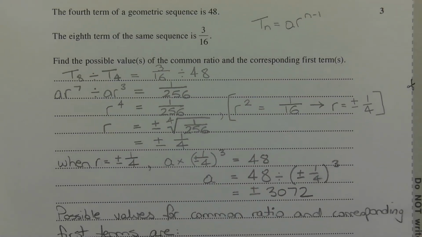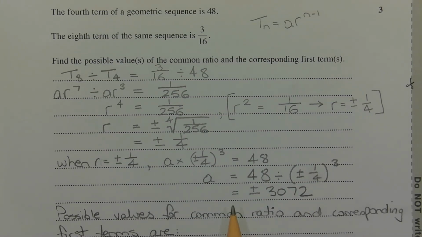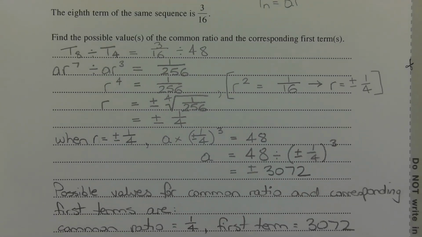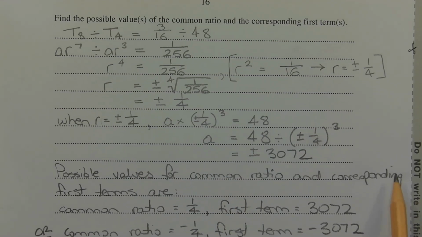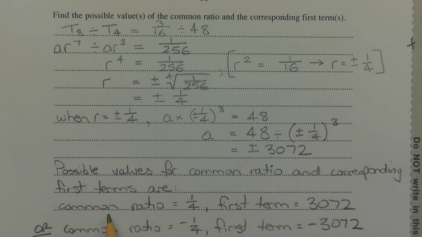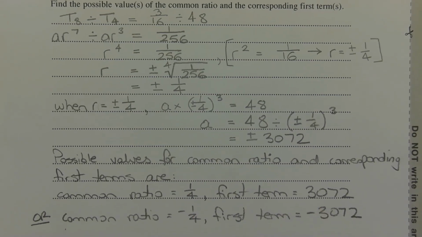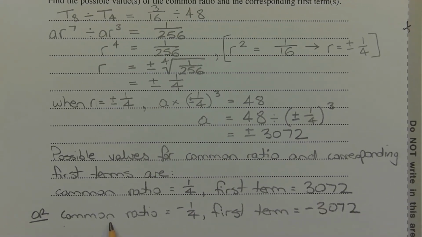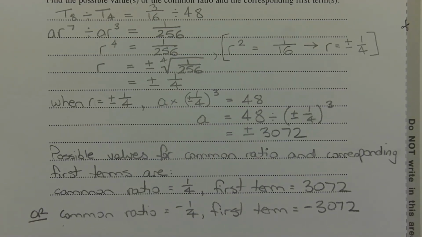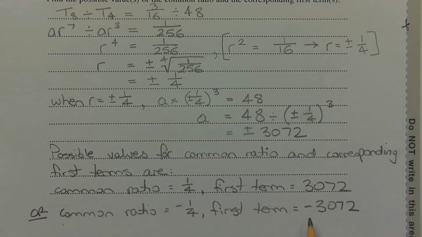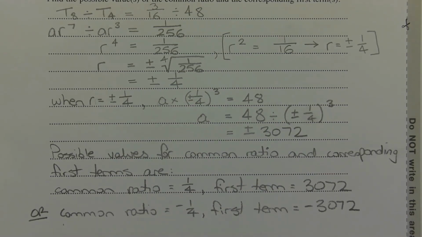Solving this equation for a, we get a is equal to 48 divided by plus or minus 1 over 4 in brackets to the power of 3, and that gives us two values, plus or minus 3072. So possible values for common ratio and corresponding first terms are common ratio equals 1 over 4, first term is equal to 3072, or the common ratio is equal to negative 1 over 4, and its corresponding first term is negative 3072.